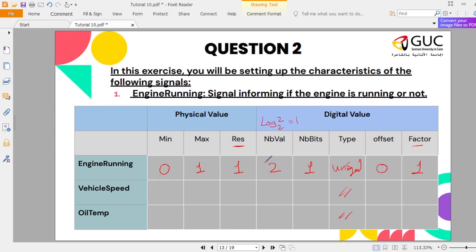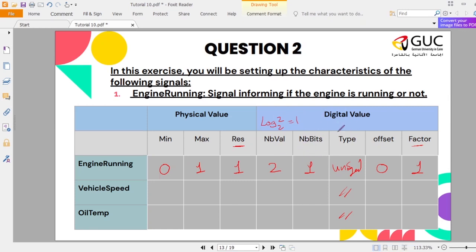we are informing the ECU that this signal has a total of 2 values, 0 or 1. We count them, 1 or 2. We don't look at their actual value, we count them. So here we count our total range of values, so we have 2, just that. The number of bits, we will calculate it from log base 2, which is 1.